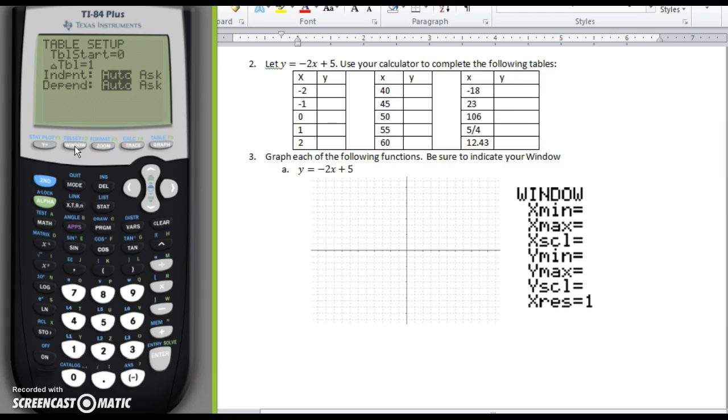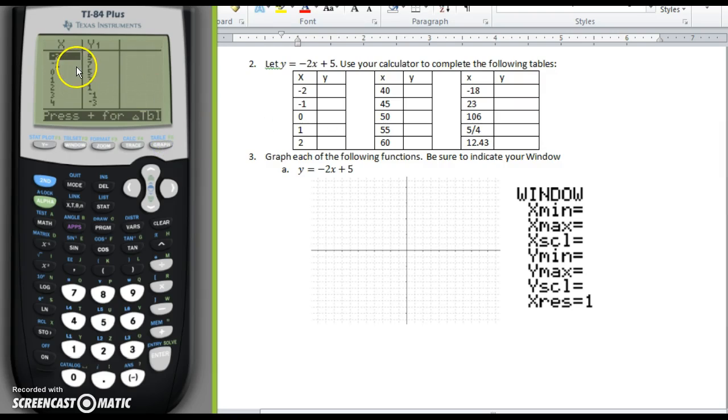Now, in this first case, we want to start at negative 2. So put in negative 2 as your start. And then we want it to go up by 1 each time as we go down. So this delta table, that's how much you're changing by, is 1. And you want these on automatic. Okay? So once you get that set up, now you just do second and then the graph. Notice right above the graph key it should say table. So second and then graph to get the table.